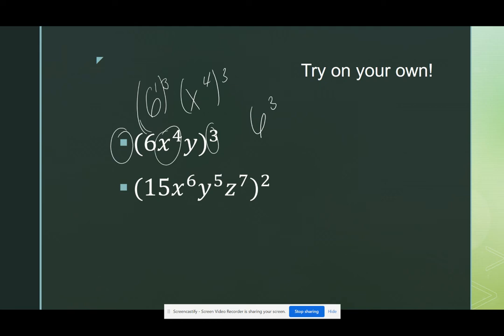So we have to memorize that this is the same thing as saying 6 to the third power, which is 216. Then we have x to the 12th, y to the third, because we multiplied those exponents. Whenever it's raised to the power, or we have the parentheses, it's on the outside, we are going to multiply them together.